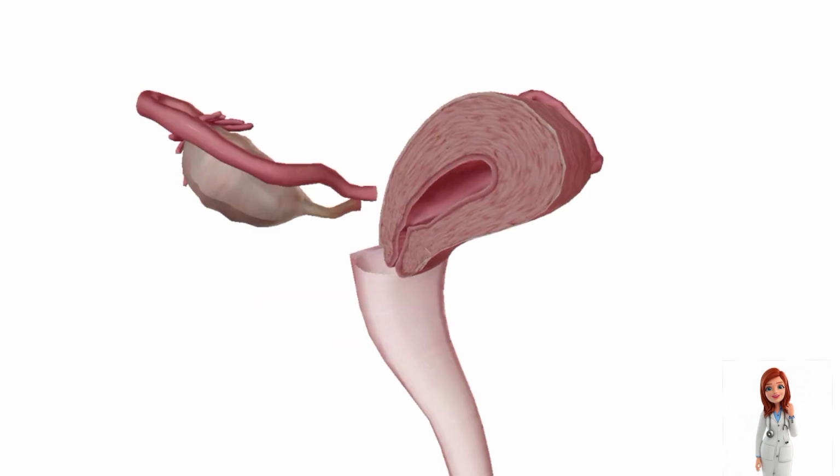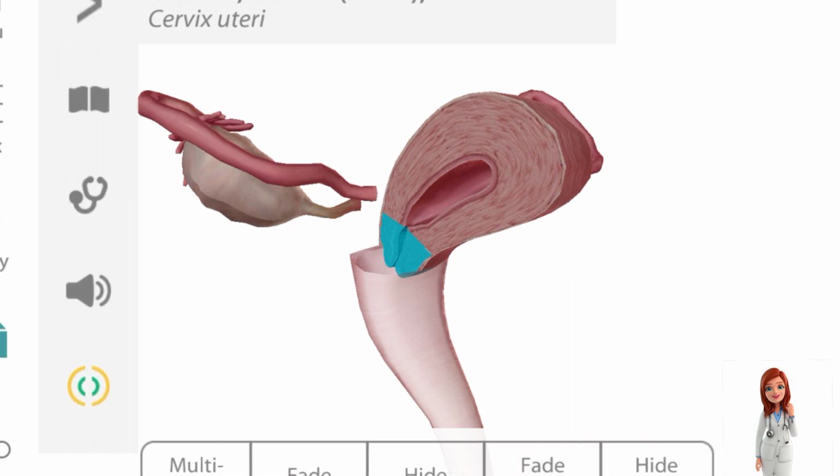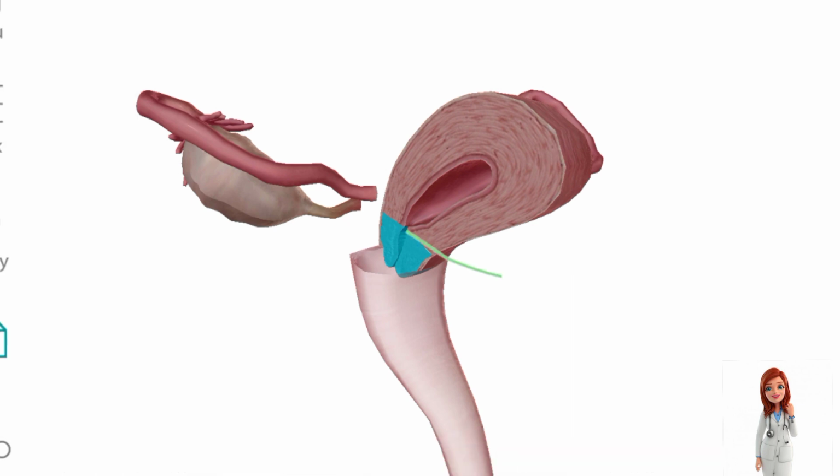Uterus continues as a cervix. The cervix further contains the 3 parts, which are known as the internal os, external os, and a cervical canal which runs between them.